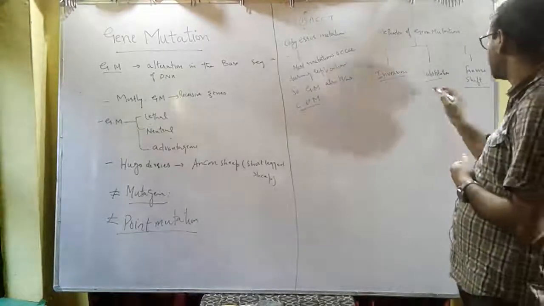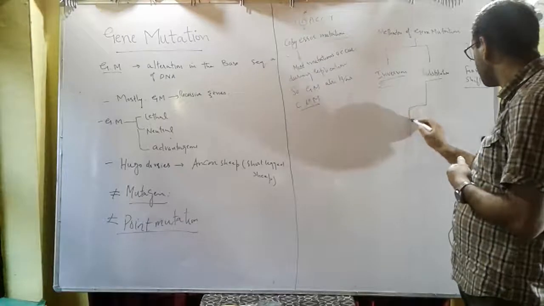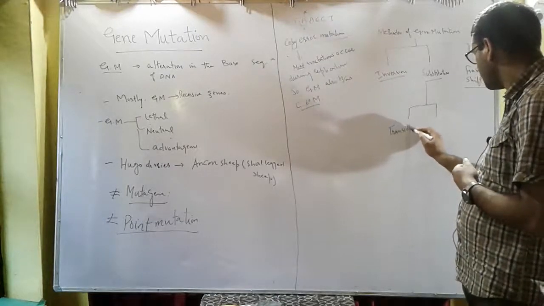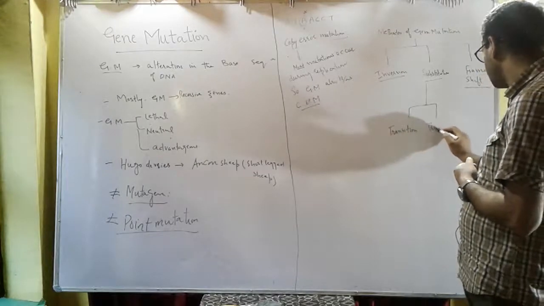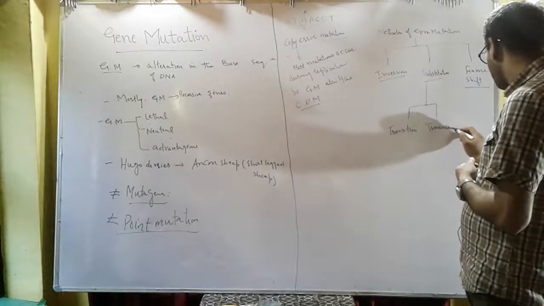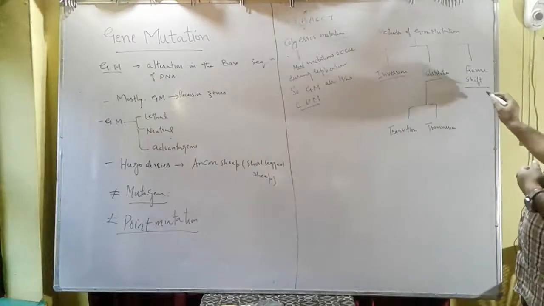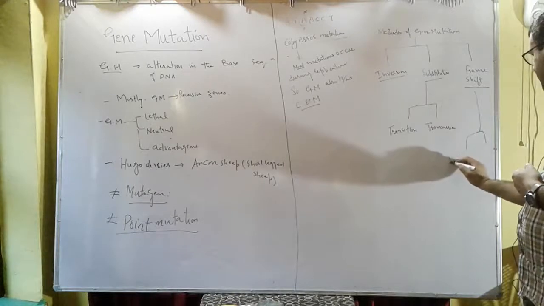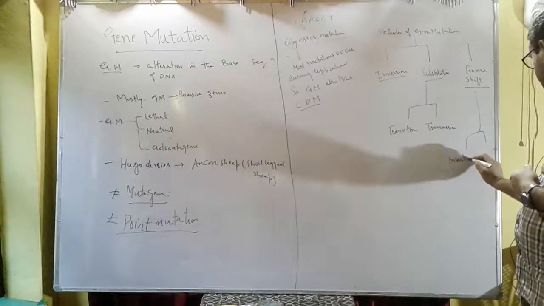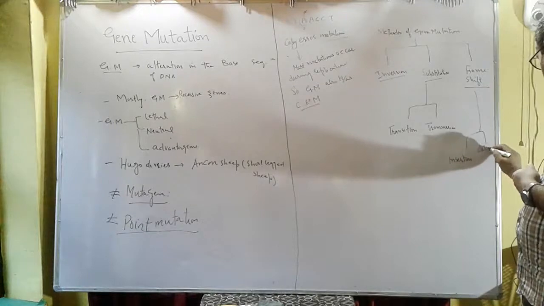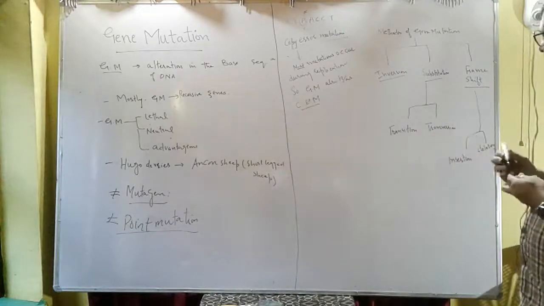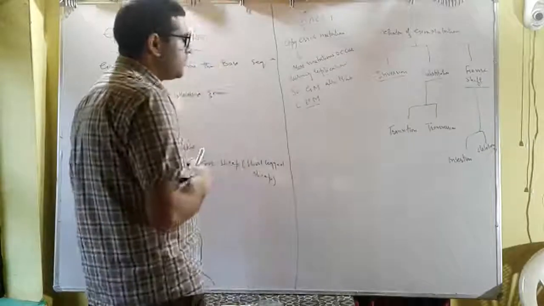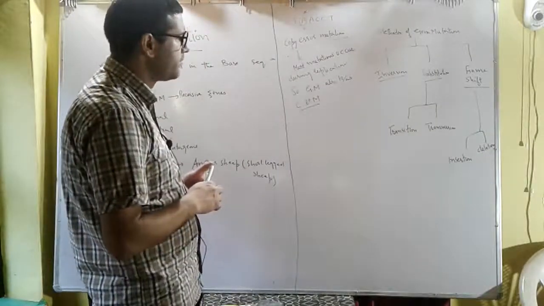Now this substitution is of two types. One is called transition or transversion. And frame shift is of two types: insertion and deletion. So we have to discuss these one by one. What is inversion, what is substitution and what is frame shift.